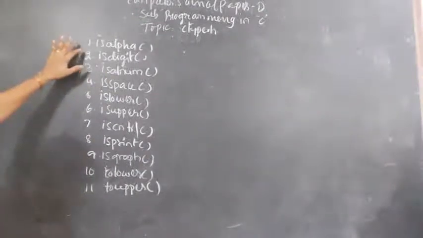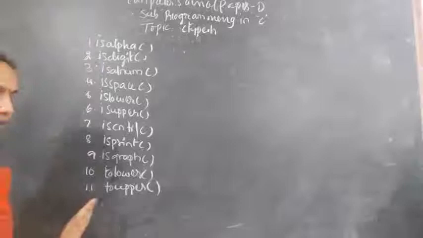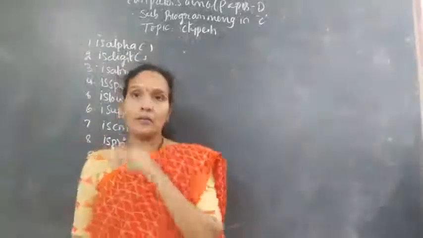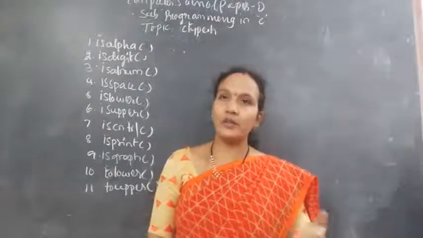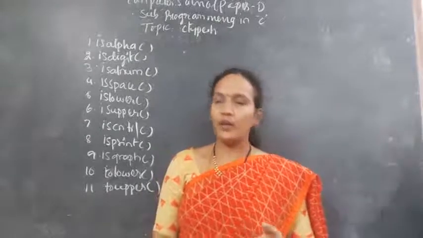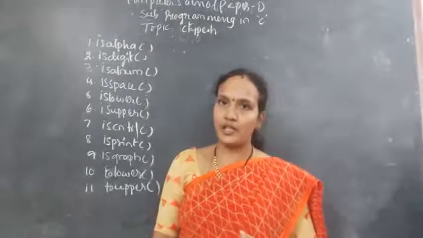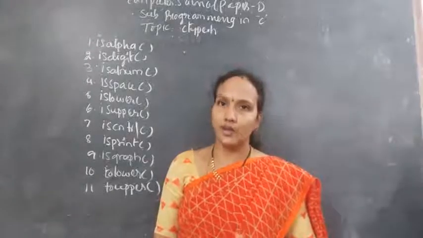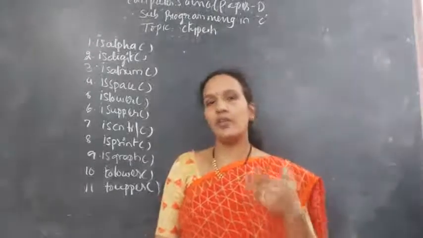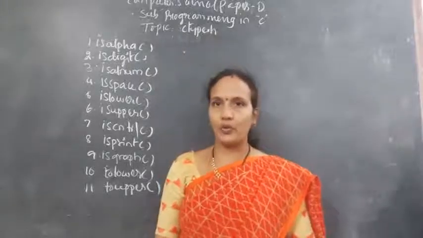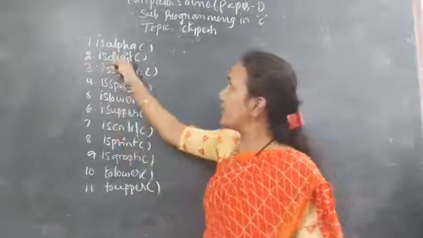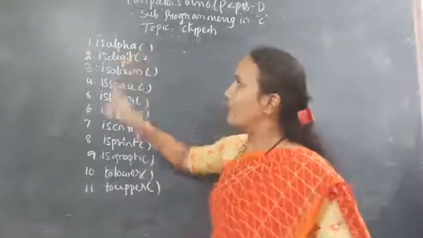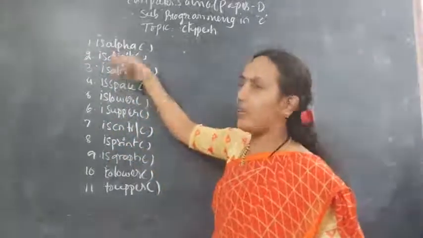So here we have a list of functions. isalpha is the first function. Here I have given only 11 functions, but based on characters we have nearly 15 to 20 functions. If you write a minimum of 10 functions in the exam with the syntax, it's more than enough. But while giving the list, you give all the functions. Here I will read out the functions first, and next I'll explain each and every function.